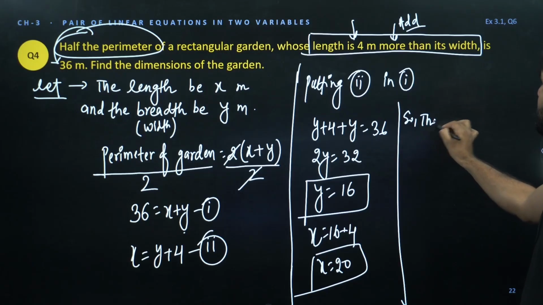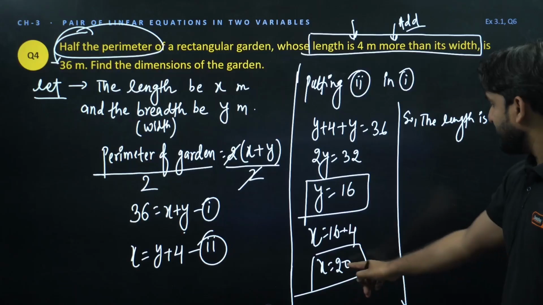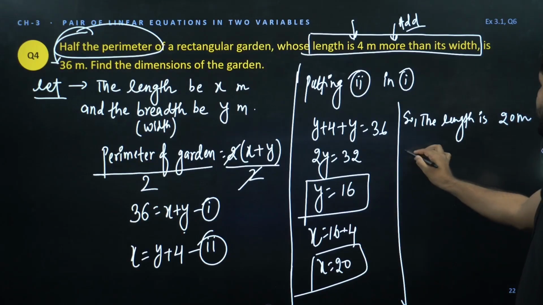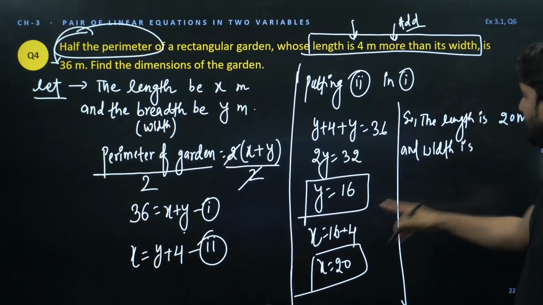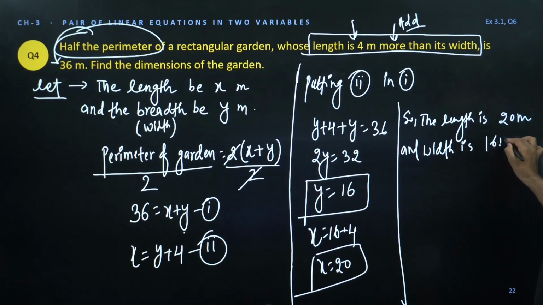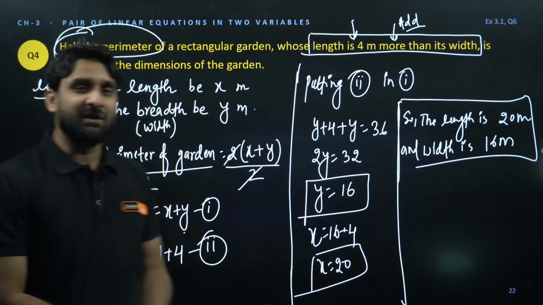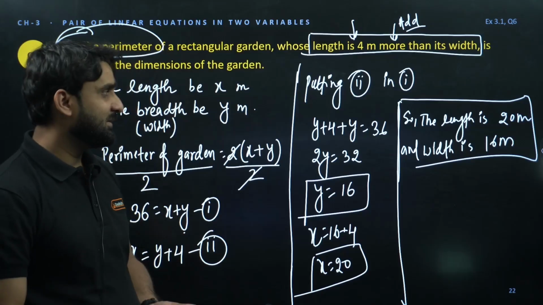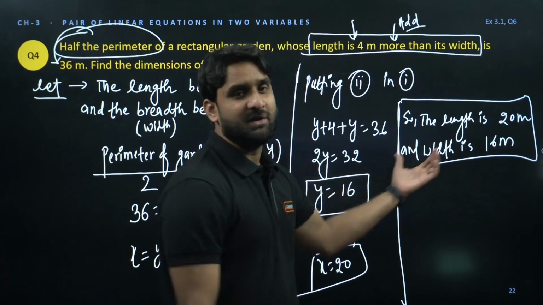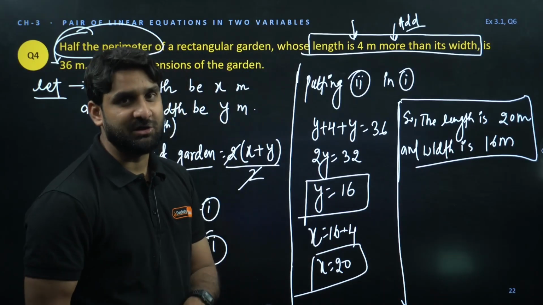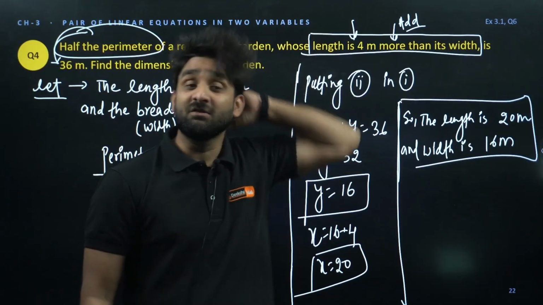So please make sure to write the final answer in words. So the length is what? Length we have assumed x, and x we have 20. So this is 20 meter. And width of rectangular garden is y, 16 meter. So this is the correct format to impress the evaluator, I would say. The evaluator, the person who will be evaluating your answer sheet in board exam, becomes happy after looking at these formats, writing the final answer in words.